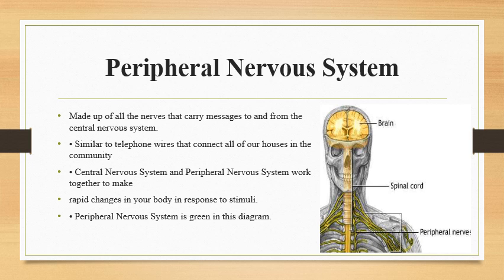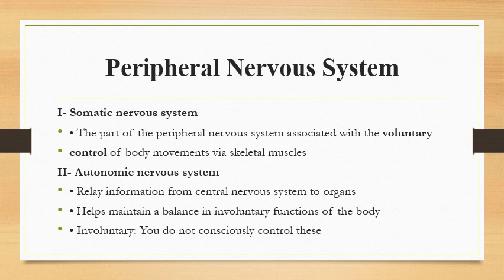And both the CNS and PNS work together to make rapid changes in our body in response to our body movement or body stimulation. So in this diagram it's green in color, which means the green color represents the peripheral nervous system. So coming to the next slide, what is the peripheral nervous system? I think I told you in the previous slide.